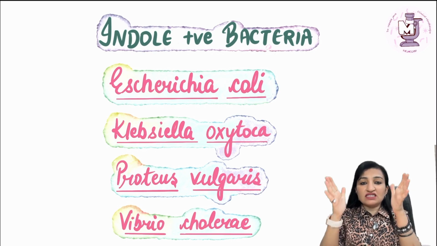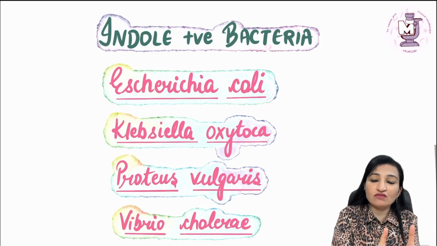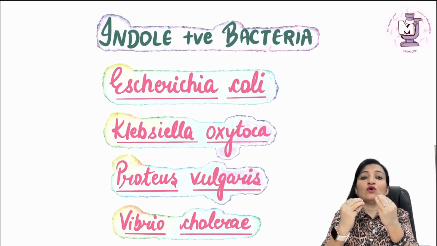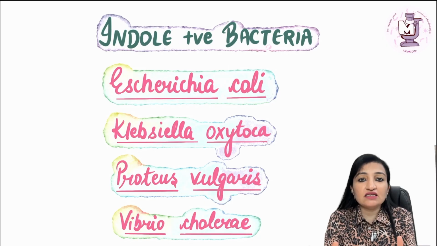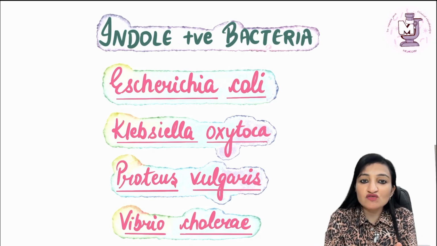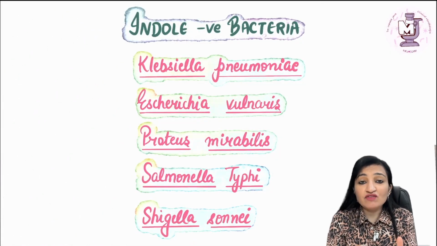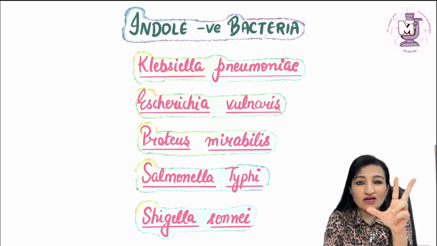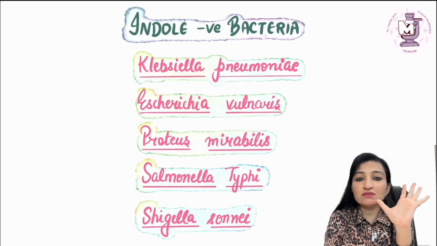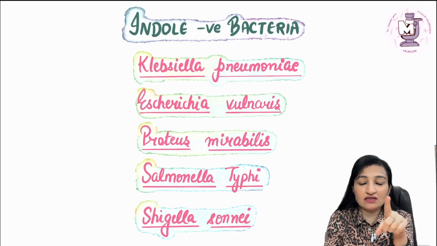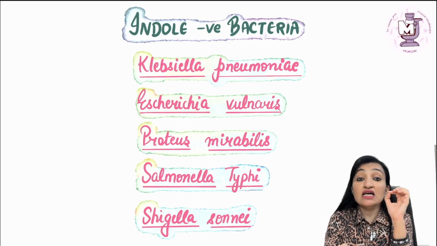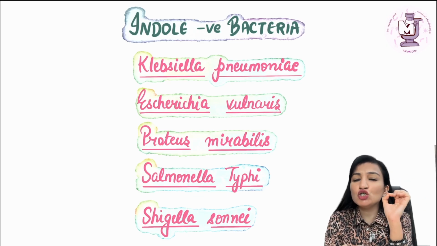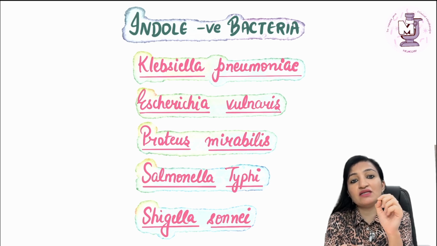So now let me summarize all the important examples of indole positive bacteria and indole negative bacteria. Indole positive bacteria, which ones have we learned? Escherichia coli, Klebsiella oxytoca, Proteus vulgaris and Vibrio cholerae. And coming to the list of indole negative bacteria, we have got all these fellows on your screens. Klebsiella pneumoniae, Escherichia vulgaris, remember it is vulnerable. Proteus mirabilis, remember VIP: vulgaris is indole positive and mirabilis is indole negative. Then Salmonella typhi and Shigella sonnei, which are two important pathogens of Enterobacteriaceae family, which are indole negative.